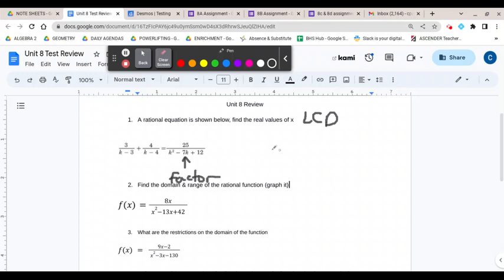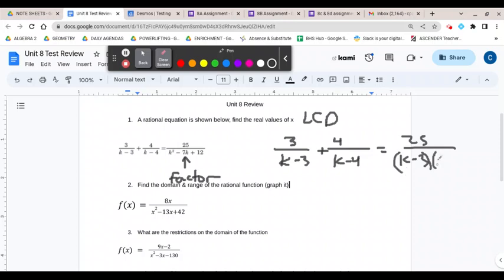If we were to factor that, it would end up being k minus 3 times k minus 4, because negative 3 and negative 4 add to negative 7 and multiply to positive 12. So we have 3 over k minus 3 plus 4 over k minus 4 equals 25 over k minus 3 times k minus 4.